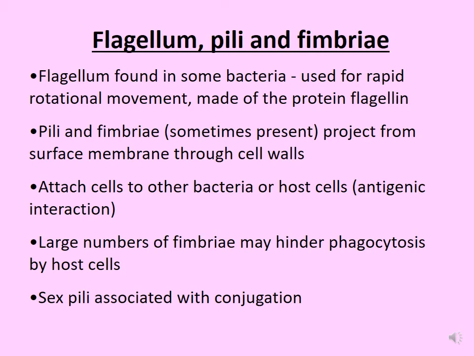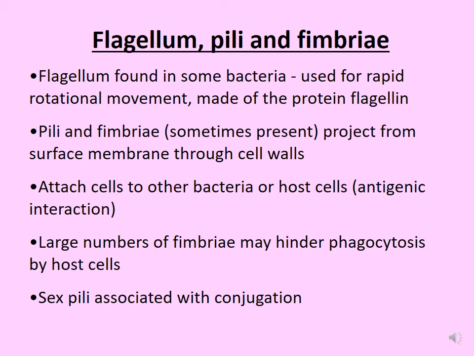The other optional extras of bacterial cells are flagellum, pili, and fimbriae. So the flagellum are found in some bacteria. They're used for rotational movement, and that rotational movement will help the bacteria to be motile or able to move to get to where it needs to go. And they're made of the protein flagellin.